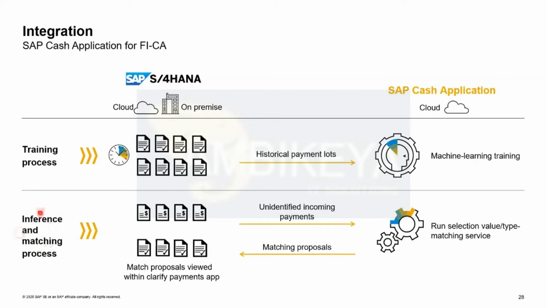And then we have the inference and matching process, where for each and every payment which was received but not identified so far, so it's not clear for which invoice the payment is, we create clarification cases and pass those clarification cases to machine learning, to receive back from machine learning a matching proposal with a confidence level for each payment. So now we have a question.